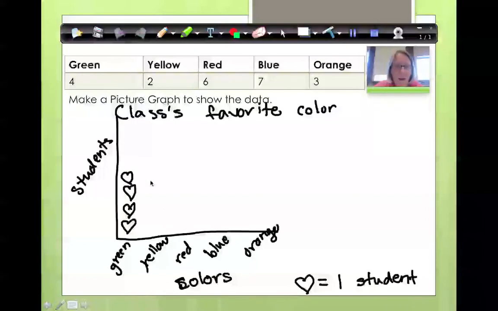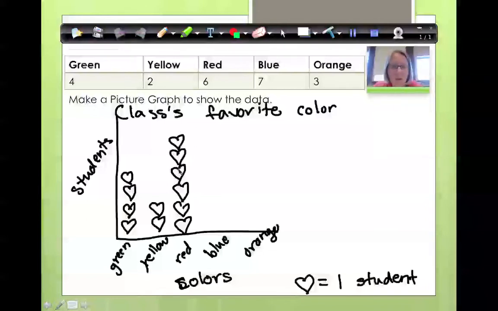Okay, yellow gets 2. Now kind of line up your hearts. Try to make your hearts about the same size, or the answer is not easy to see. Red gets 6. Notice how I'm trying to keep my hearts about the same size and line them up so when they're like right here's 3 hearts on both sides. Okay, try to keep things even so the answer is easy.